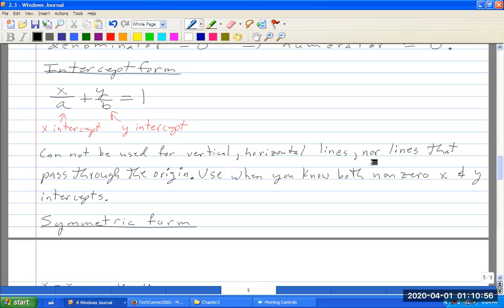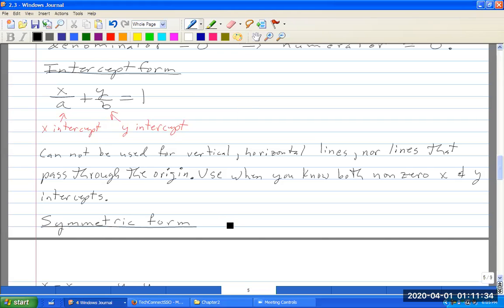You should use this when you know both the x and y intercepts and they're both non-zero. Then you can put it in this form. It turns out this intercept form is going to be a standard form that we're going to be using for many equations. For most equations that we're going to be looking at, it'll be in this type of form, and you'll see from later chapters that it will become very familiar to you.